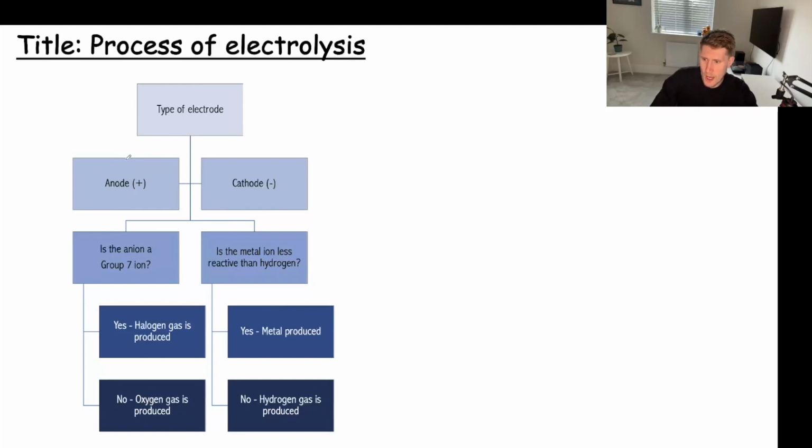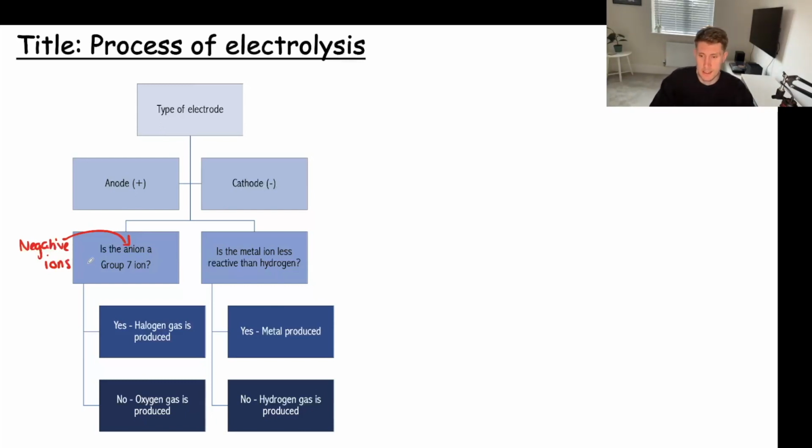So let's have a look at what happens at the positive electrode, the anode. Well, you need to look at the anions, meaning the negative ions. Now, if you can see a negative ion that is a halide, like Cl-, Br-, then you will always form the halogen gas. The halides will combine to form a gas. If there is no halide ion present, then you're just going to get oxygen gas. You don't need to know why, you just form oxygen.